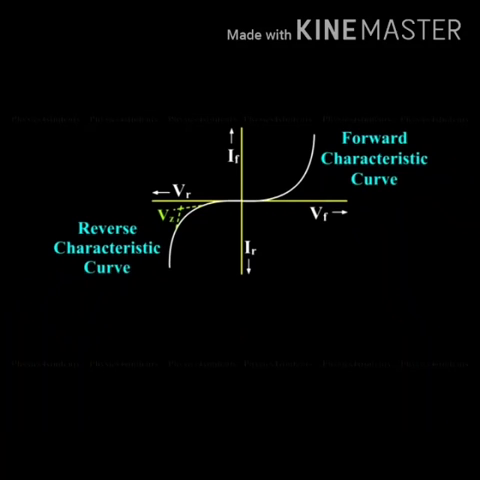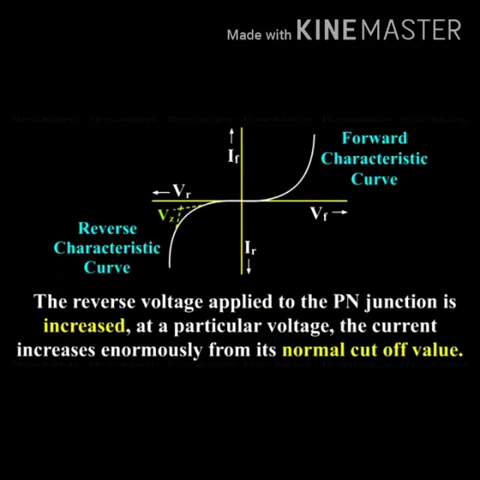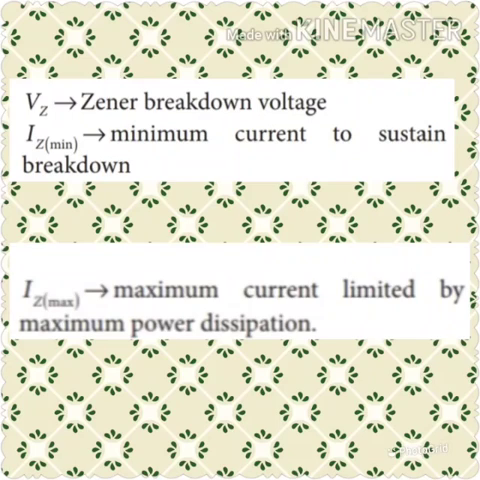IZ maximum represents the maximum reverse current. If the reverse current is increased further, the diode will be damaged. The important parameters of the reverse characteristic are VZ, the Zener breakdown voltage; IZ minimum, the current to sustain breakdown; and IZ maximum, the current limited by maximum power dissipation.